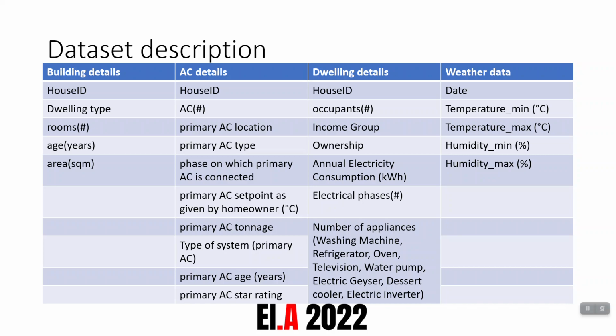Along with this, we also have the dwelling data, which talks about the number of occupants, the income group of the people living, the number of phases, the type of appliances they had, and so on. Along with that, we also had the weather data, outdoor data, which holds the temperature and humidity values.